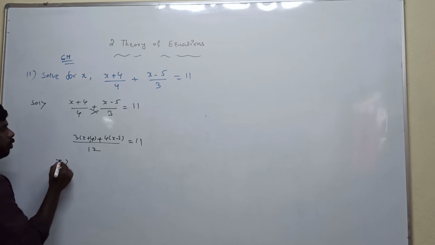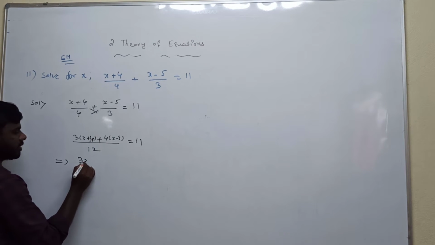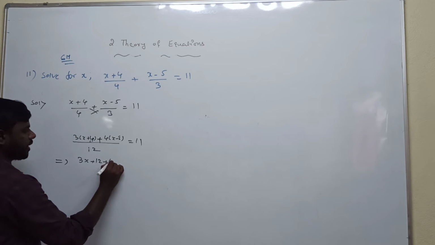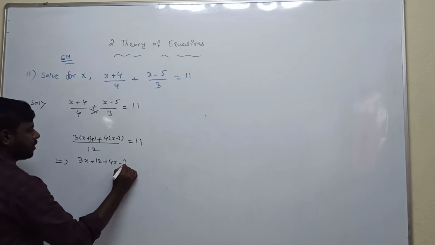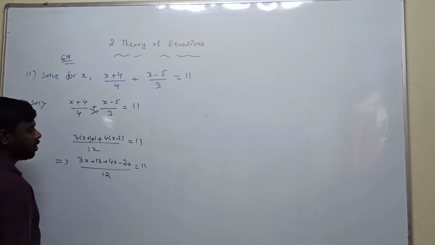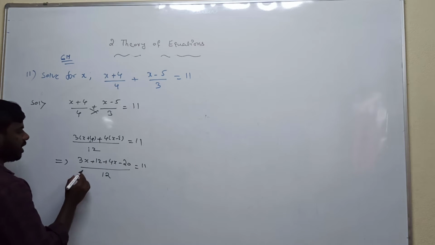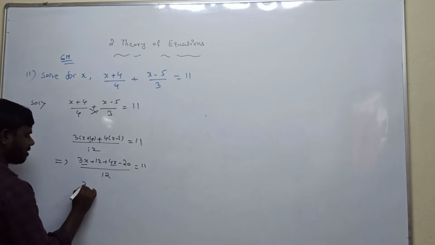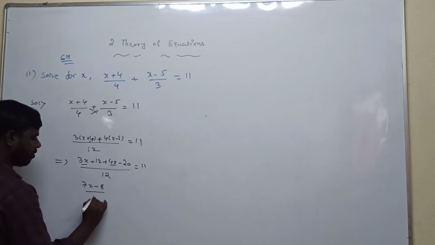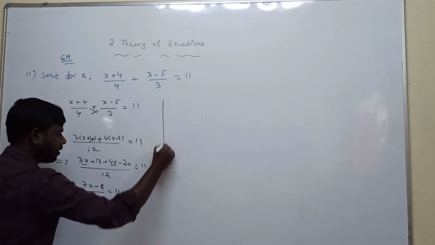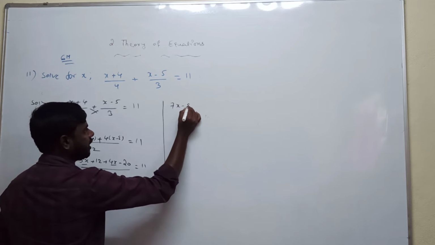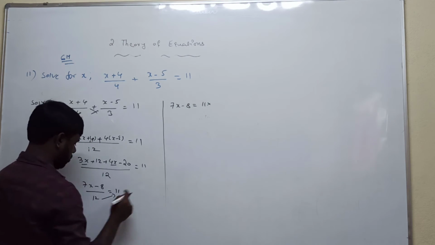So simplifying the numerator: 3 into x is 3x, plus 3 into 4 is 12, plus 4 into x is 4x, minus 4 into 5 is 20. The denominator 12 is as it is, equal to 11. Now simplifying the numerator values: plus 3x plus 4x is plus 7x, plus 12 minus 20 is minus 8, divided by 12 is equal to 11. After that, cross product on the right hand side: 7x minus 8 is equal to 11 into 12.